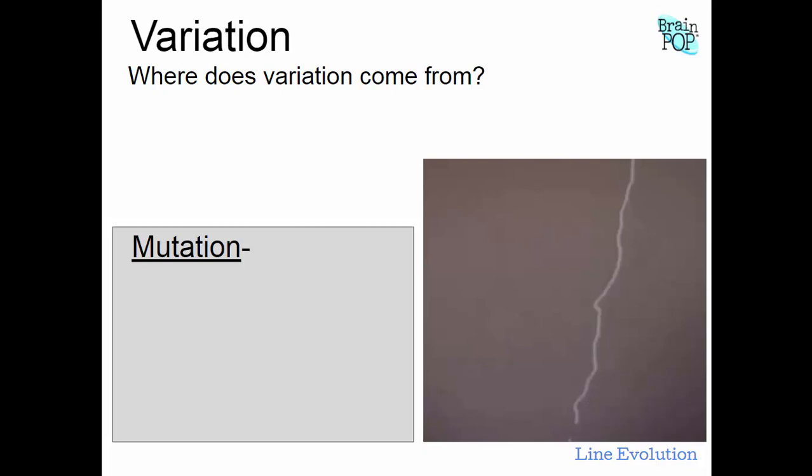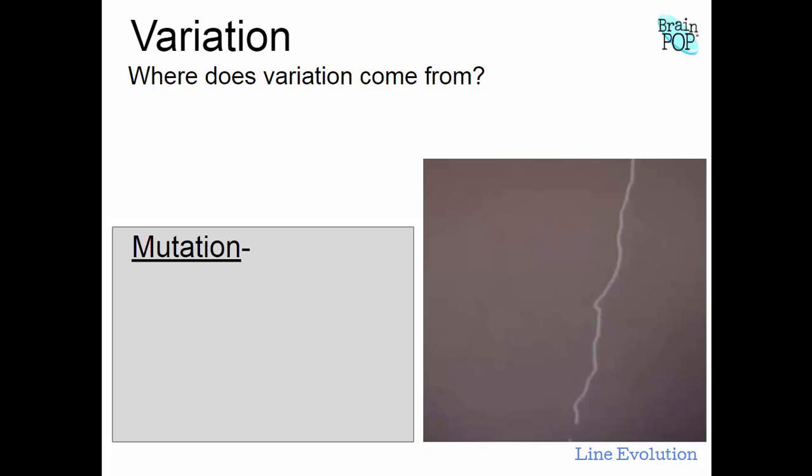So what we're going to talk about today is, first of all, just a little bit about variation, and then some examples of natural selection, and we'll briefly talk about sexual selection as well.